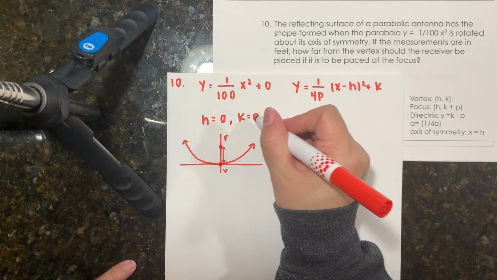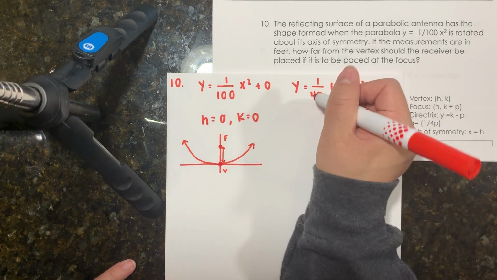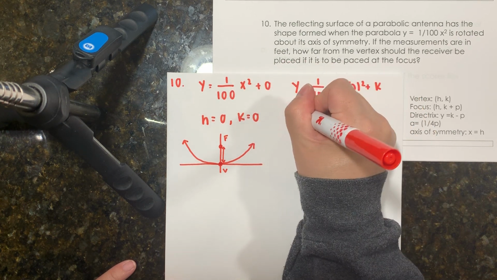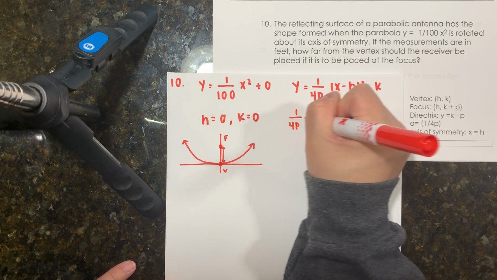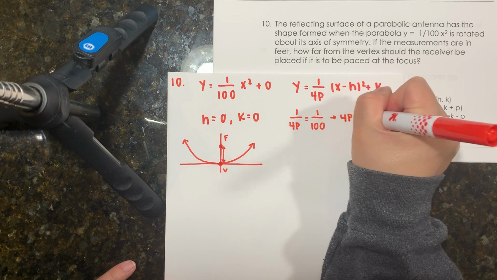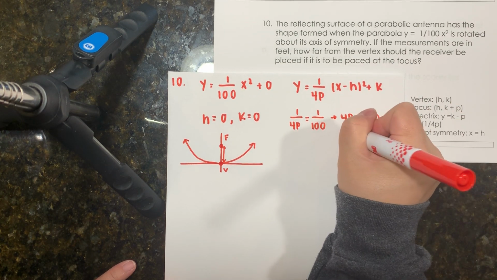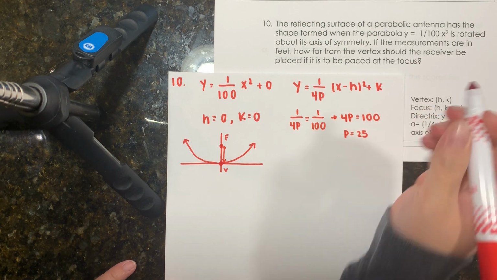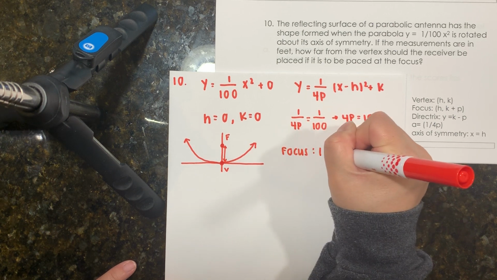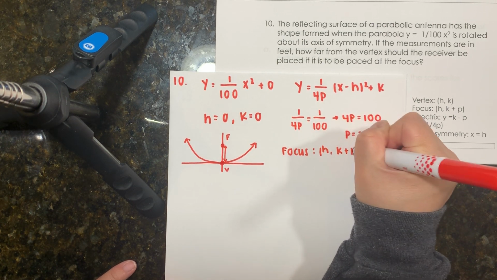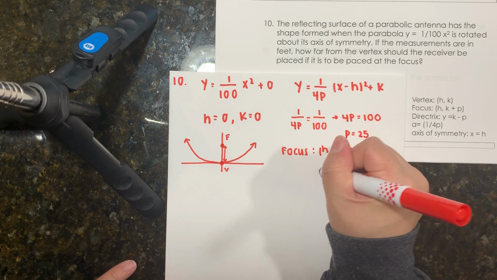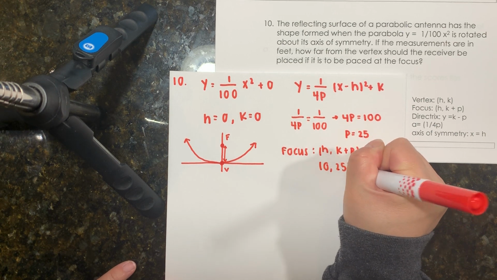So if I know that k is equal to 0, I need to solve for p. Remember, for the equation of a parabola, it's 1 over 4p. So that means that 1 over 4p is equal to what we're given, 1 over 100. When you cross multiply that, you get 4p is equal to 100, and therefore p is equal to 25. So the focus is always placed at (h, k plus p). I already know h is 0 and k is equal to 0. So 0 plus 25 would mean (0, 25).